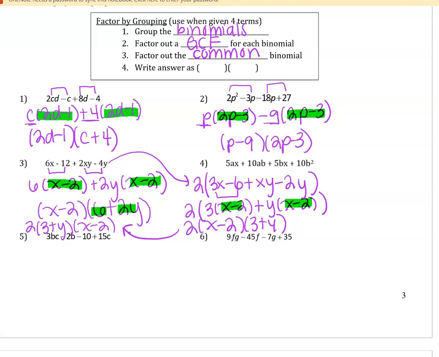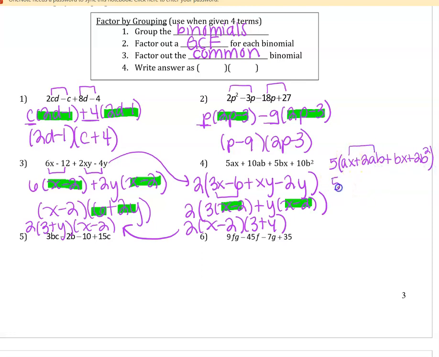Okay, if I do number 4 off to the side here, I'm noticing everything here can be factored out with a 5. So that's 5 times ax plus 2ab plus bx plus 2b squared. And then I'm going to group from there.